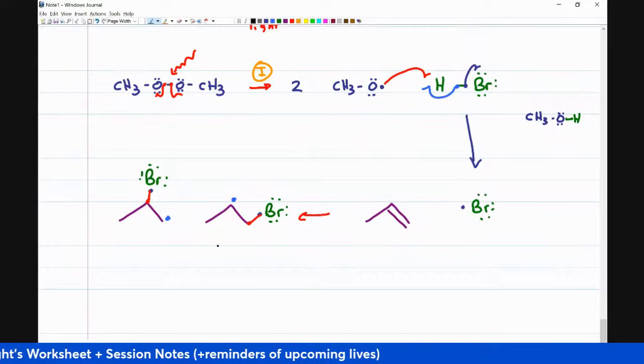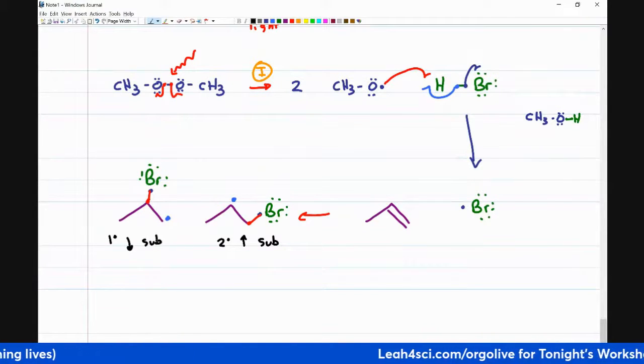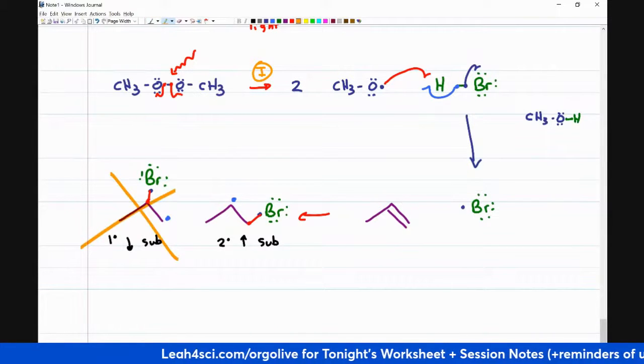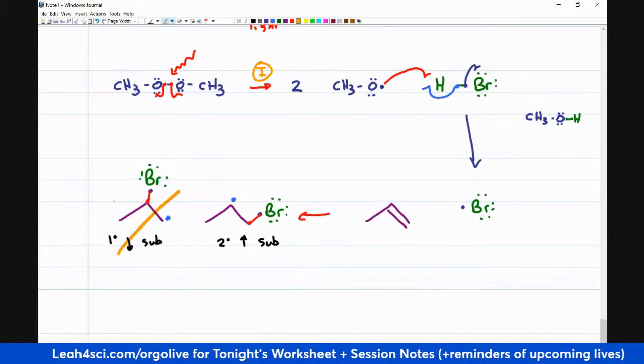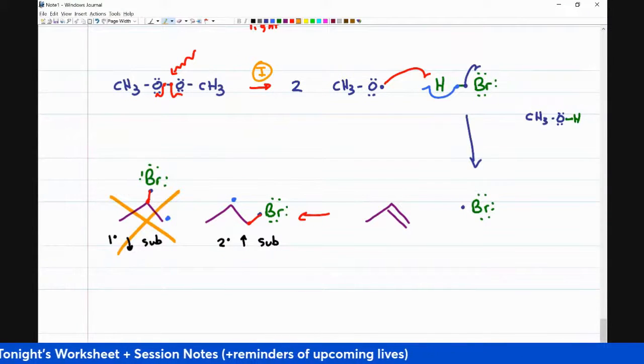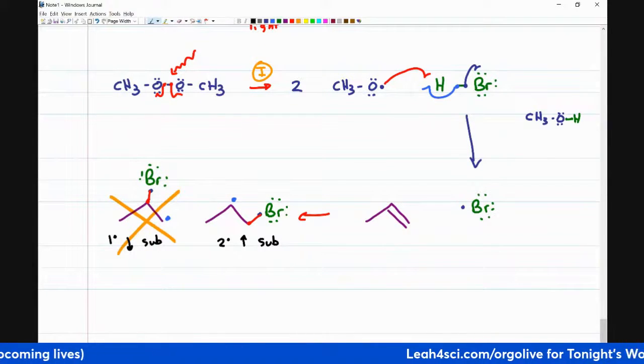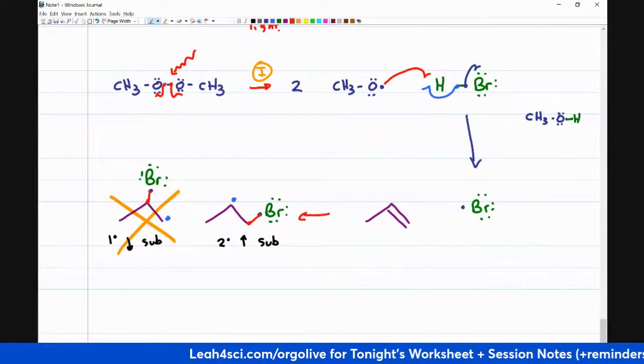The secondary is more substituted. That makes it more stable. The primary is less substituted. That makes it less stable. And that means this is not what we're going to see because we need to form the most stable of the unstable potential intermediates. To show the bromine forming, to show that secondary radical forming, we have to show the bromine attacking at the primary position.